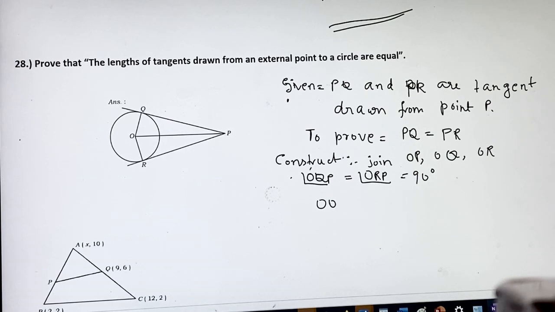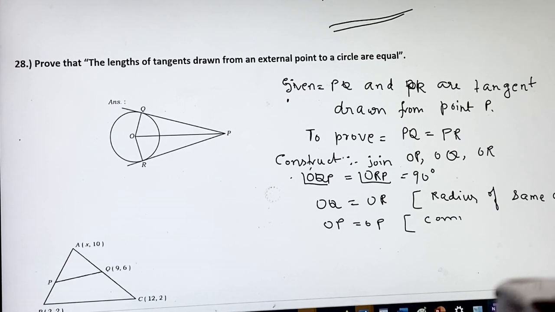Now OQ is equal to OR because these are radii of the same circle. Now which is the common side here? The common side in both triangles is OP. That is, OP is equal to OP, the common side.